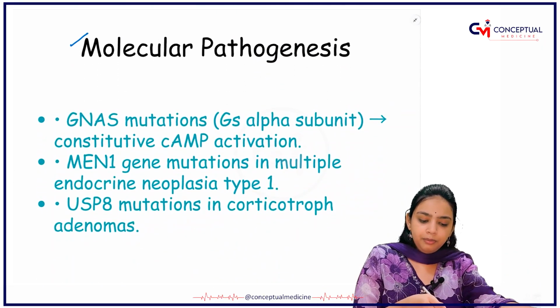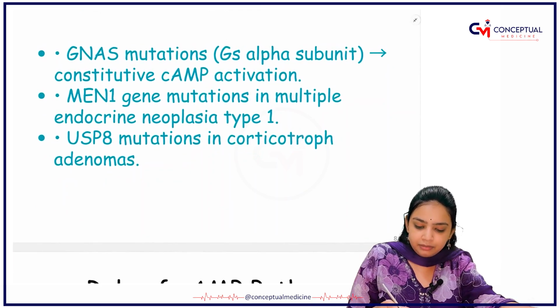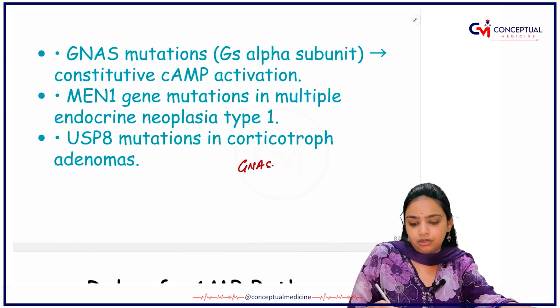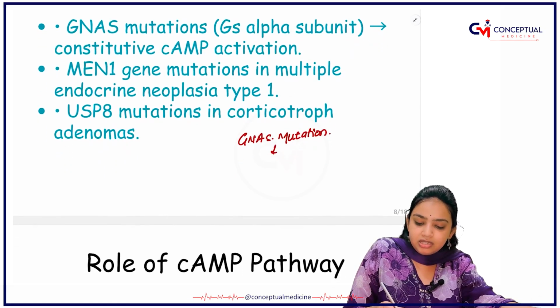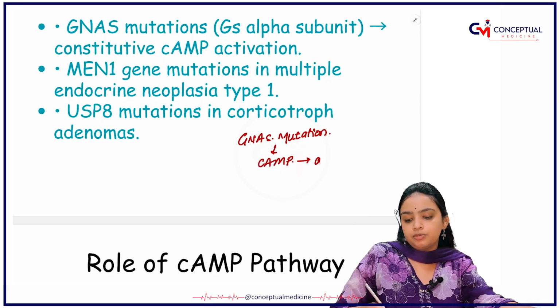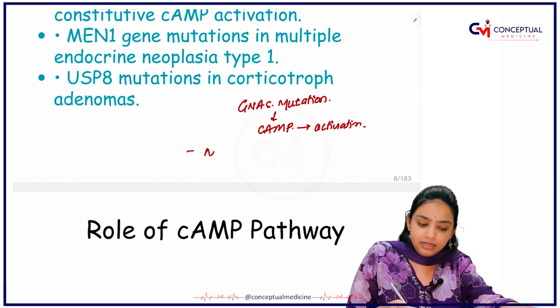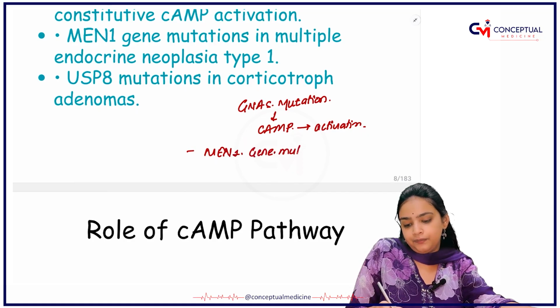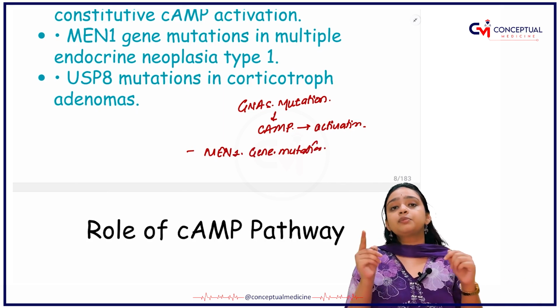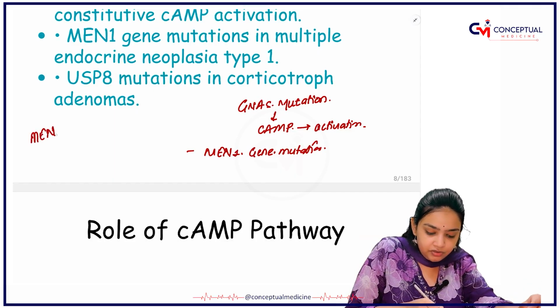If I talk about the molecular pathogenesis, what you need to keep in mind is the GNAS mutation, okay? This GNAS mutation is responsible for the activation of the downstream signaling pathway. Then there is a mutation in the MEN1 gene. You have the syndromes MEN1 and MEN2, A and B. Okay, for MEN1 you have 3Ps, right?